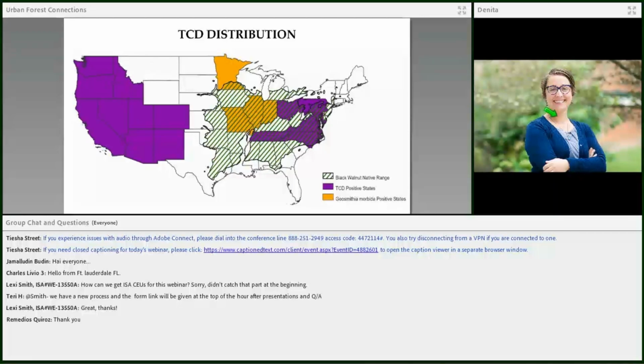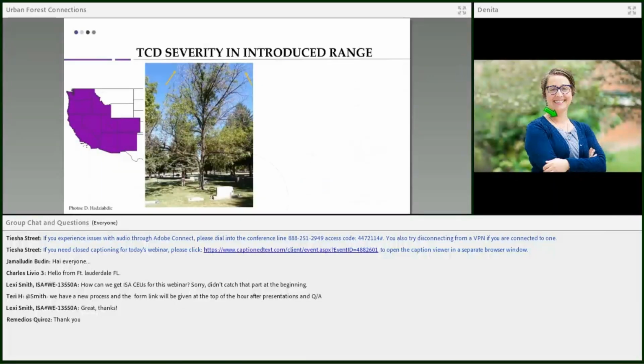And the reason we have them divided like that is there is no federal quarantine or federal regulation regarding the pathogen. So it is up to states to decide whether you have to have both pathogen and the beetle to call the TCD positive county or state, or you have to have one or the other. For the state of Tennessee, we have to have presence of both, and that is the current situation just for the Southeast.